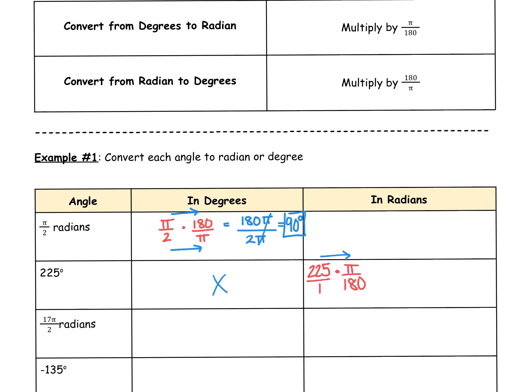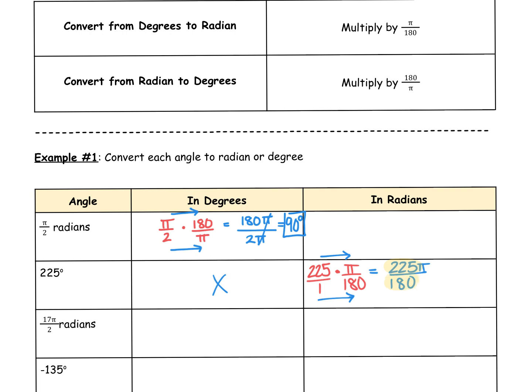Now we do the same thing as we did before. We're going to multiply tops with tops, bottoms with bottoms. So 225 times pi is simply 225 pi. And then 180 times 1 is simply 180. Unfortunately, we can't leave our answer like this because we have to put it in reduced form. What you notice is the 225 and the 180 can be simplified.